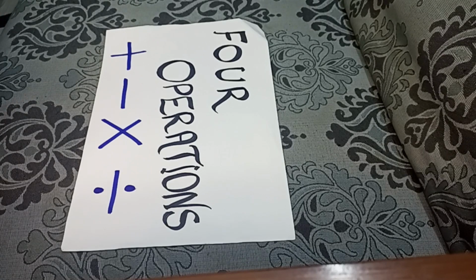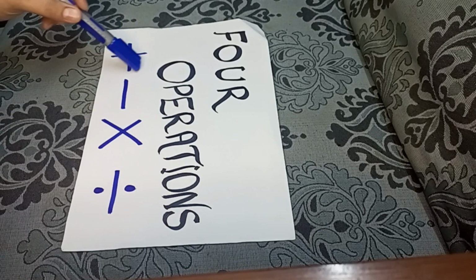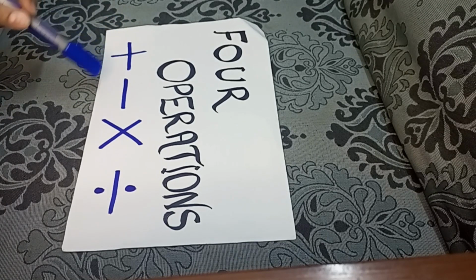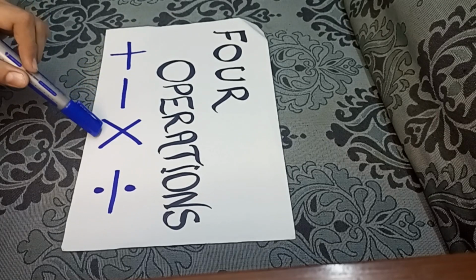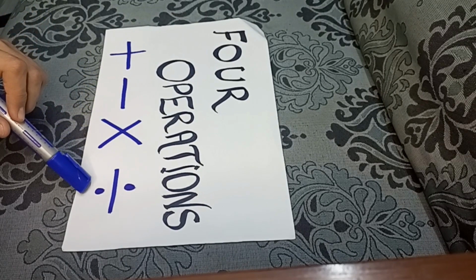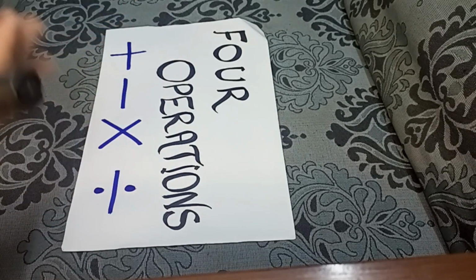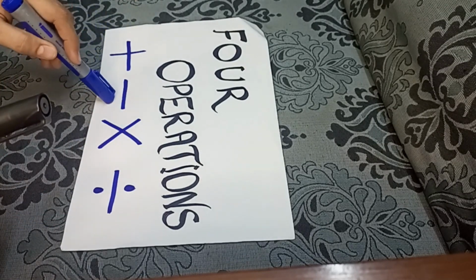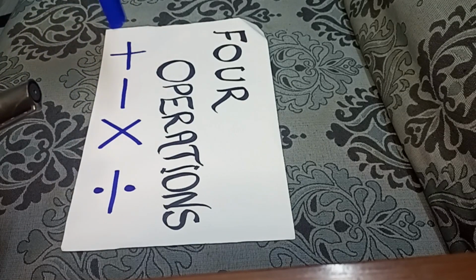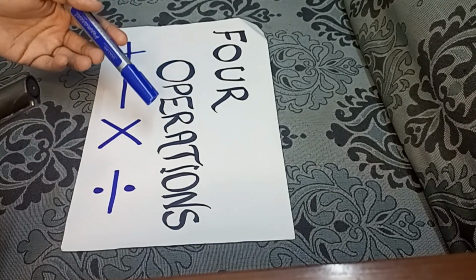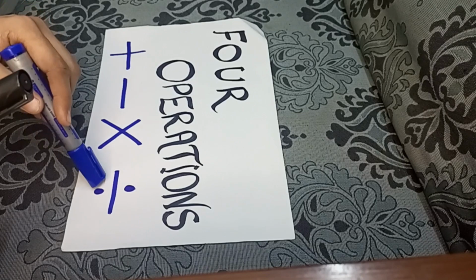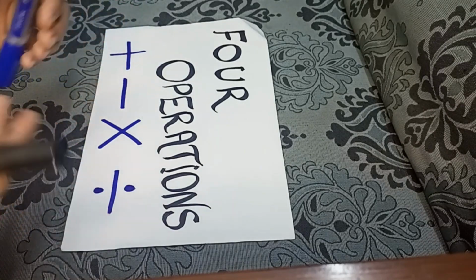When we talk about maths, four operations come to our mind. The first one is addition, subtraction, multiplication and division. Addition means to combine something, bringing all together. Subtraction means taking out. Multiplication means when the number gets double. And division means to split something.